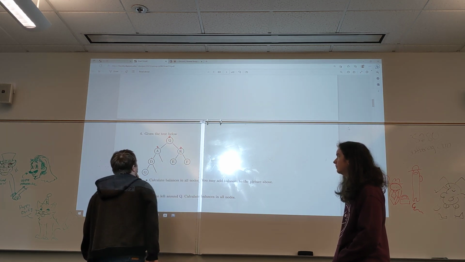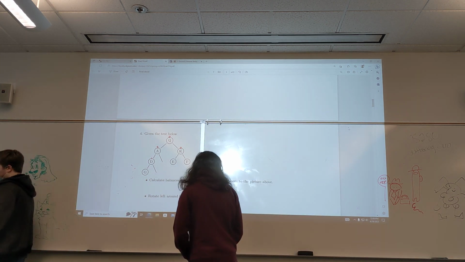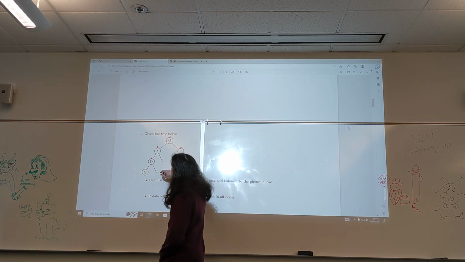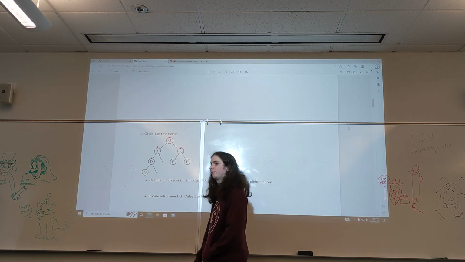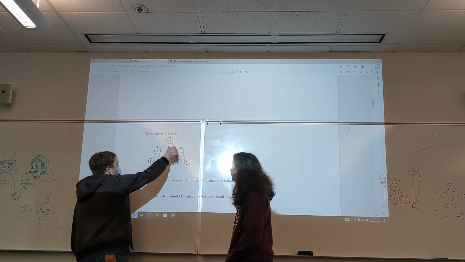Wait, what? Could you move for a second? Okay. I see, you're doing the height. These numbers are the balances. Yeah, I'm pretty sure Q has a balance of -1 though. This is height, not number of nodes. In the right tree, it's the height of the nodes, not the number of nodes.